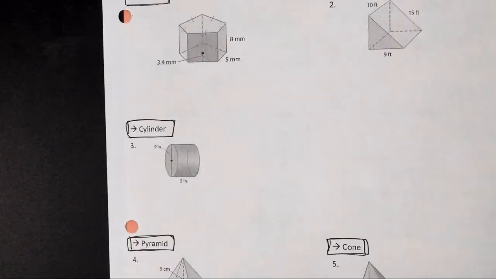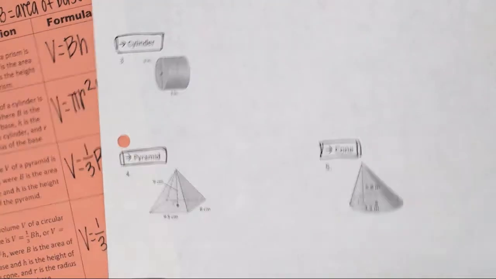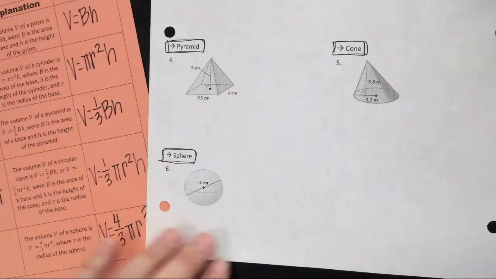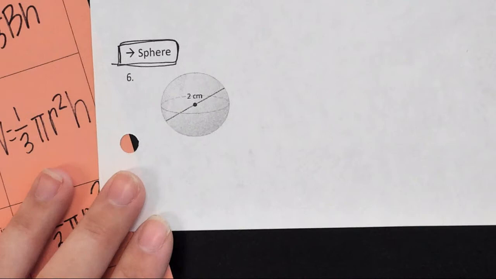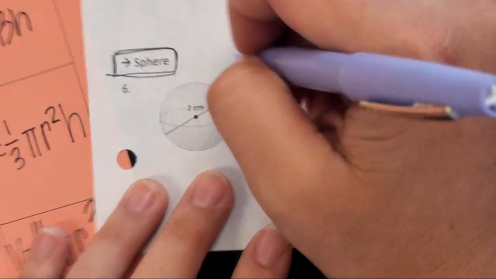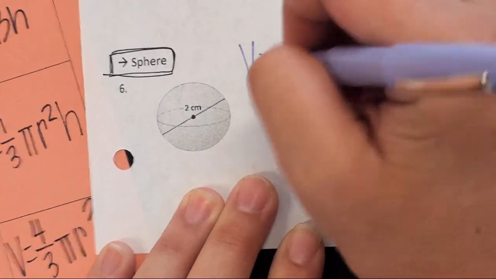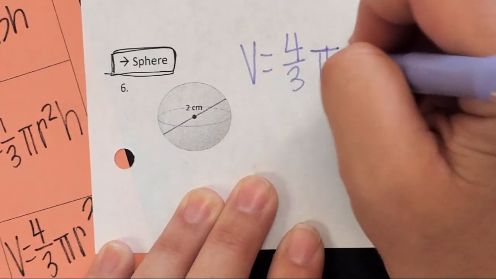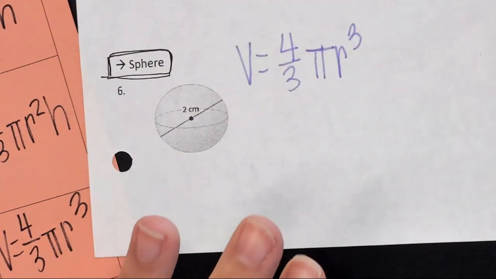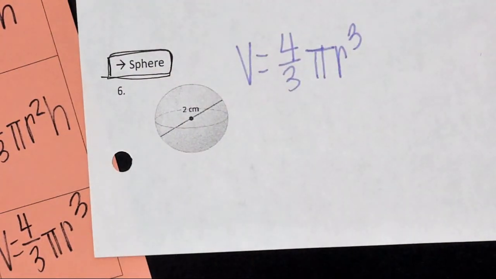Okay, so we're going to start on the examples. I would leave your pink sheet to the side, and we're actually going to work our way from the bottom up because the bottom ones are simpler. Okay, what shape do we have? Sphere. I'm always going to write the formulas just to get in the hang of it, even though you don't have to memorize it. 4/3 pi r cubed.